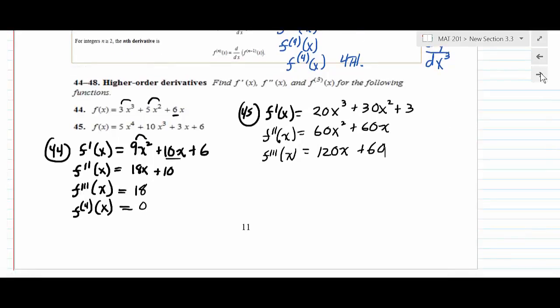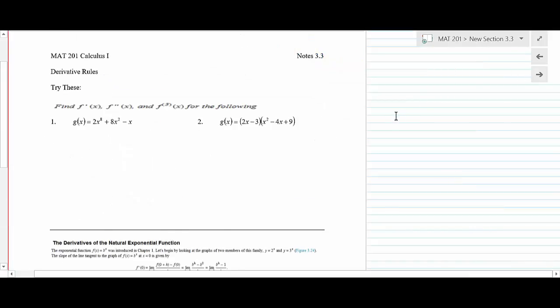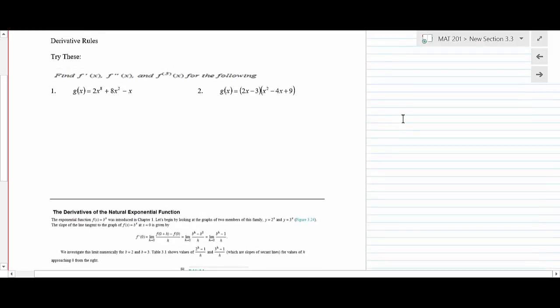Okay, on the next page I want to do a little bit more of this, and then we're going to kind of go into the exponential function. That's the other thing I want to get done here today. And these right here are just, you're going to do 3 derivatives on these. So we'll do this one real quick.